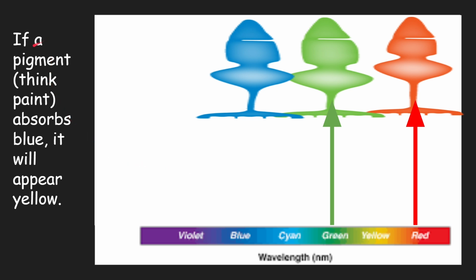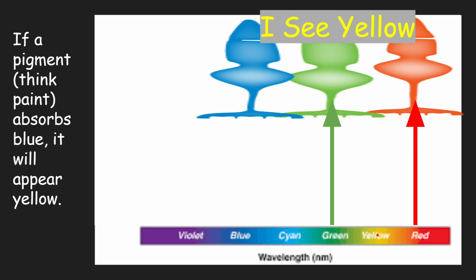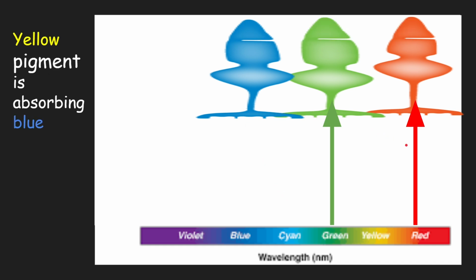If you have a pigment that absorbs blue, so a primary pigment absorbs one color and keeps one cone from triggering, then that means you received green and red, which we see as yellow. So if we absorb blue, we get yellow. If we use yellow pigment, what we're doing is we're absorbing blue.